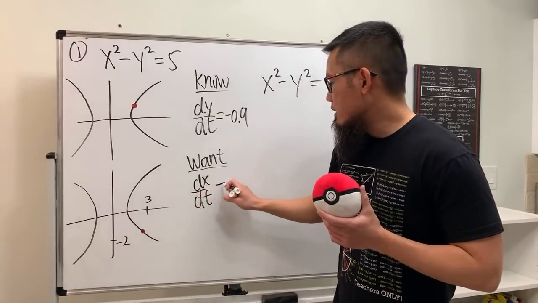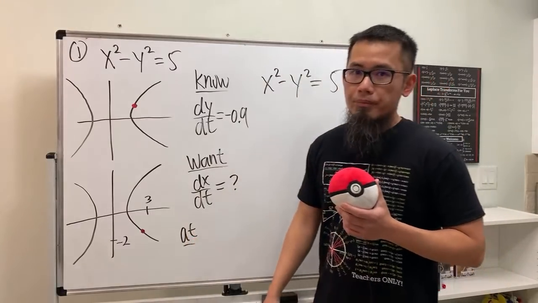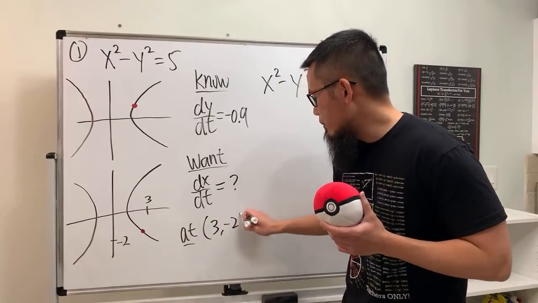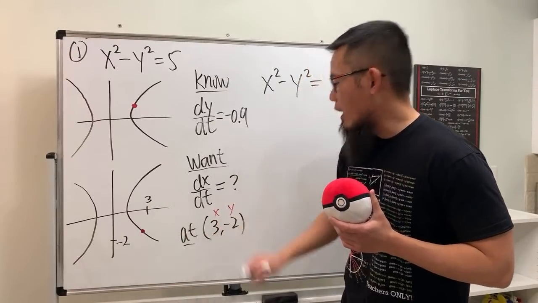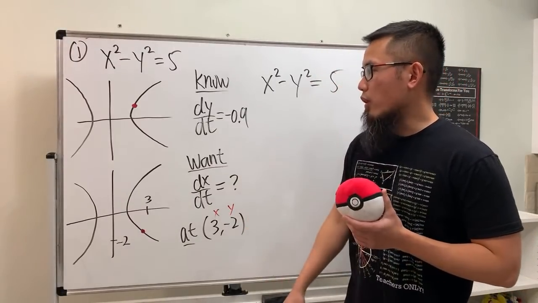dx/dt is equal to what? And here's another thing you have to know. At the instant that we are at that point, which is (3, -2), and of course this is the x value and this is the y value. So this is pretty much it. That will be my summary for this question.